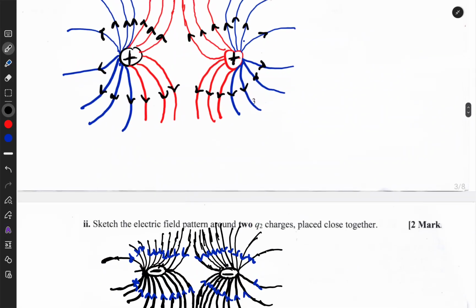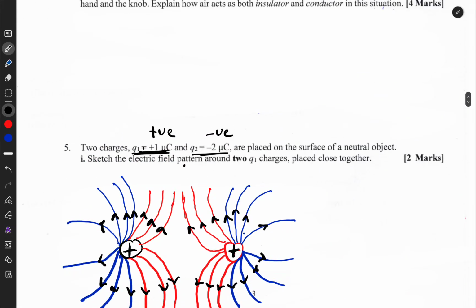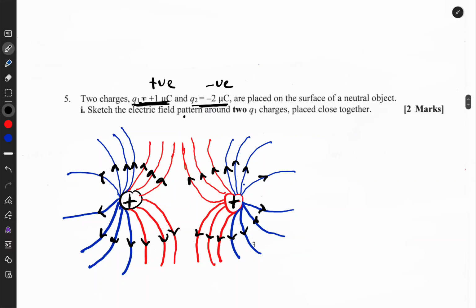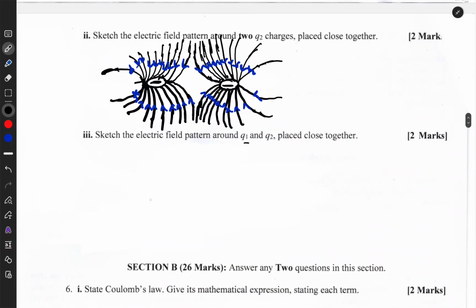Now here they say sketch the electric field line patterns around Q1 and Q2 together. So we take Q1 and Q2. Now look at Q1. Q1 is positive, Q2 is negative. So it's going to be coming out of Q1 and going into Q2. But Q2 should have more lines because it's bigger. It is a 2, Q1 is a 1. So I'm going to put Q1 as a positive, then Q2 being a negative.